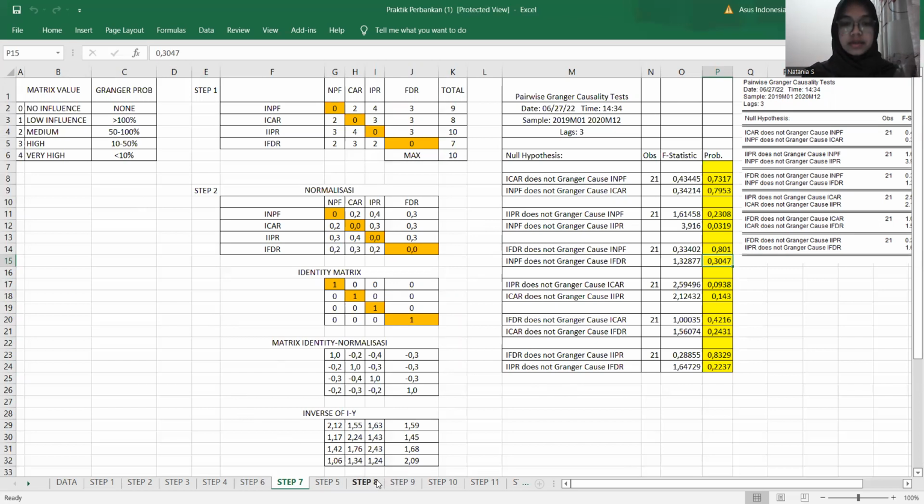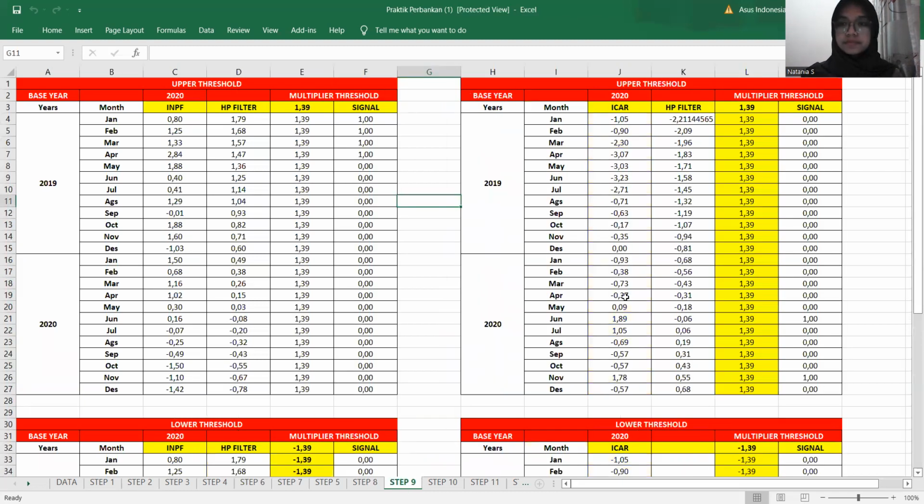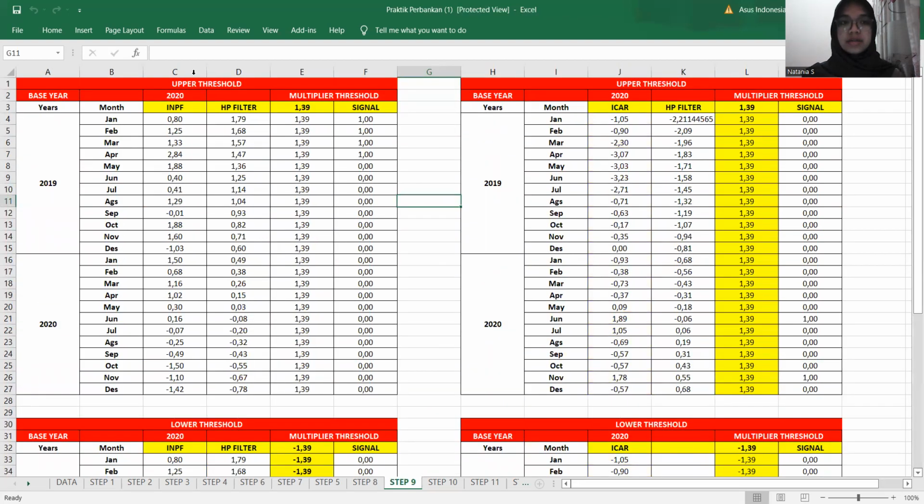And the next is step 8. In this step is signaling threshold. The definition for this step is that it compares an individual index performance to the projected threshold by comparing the calculated threshold. And the purpose of this step is to determine which period is showing the signal. And the last step is step 9. There is an upper threshold and then a lower threshold.